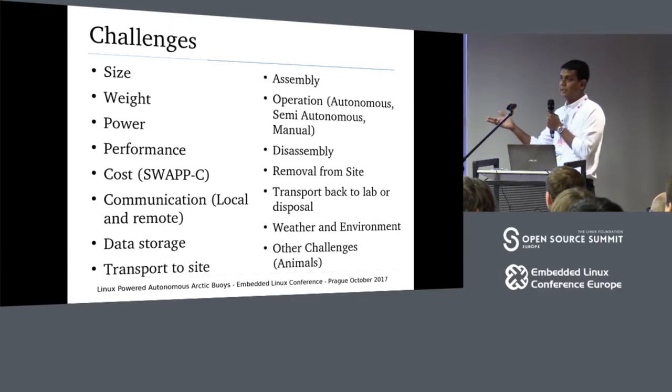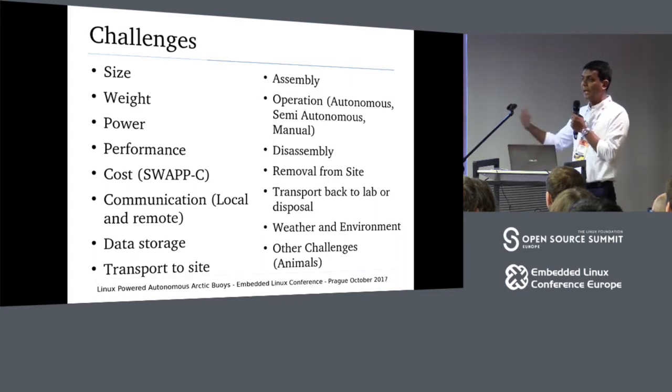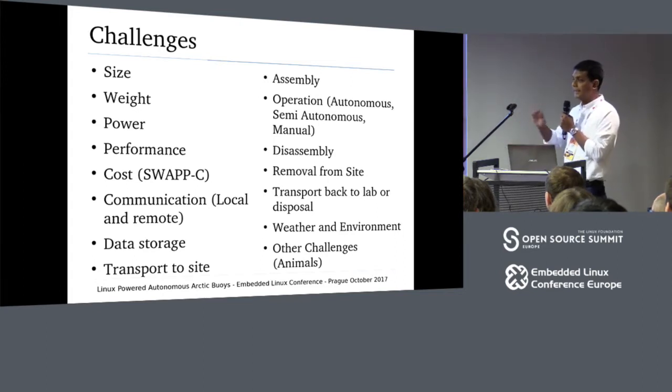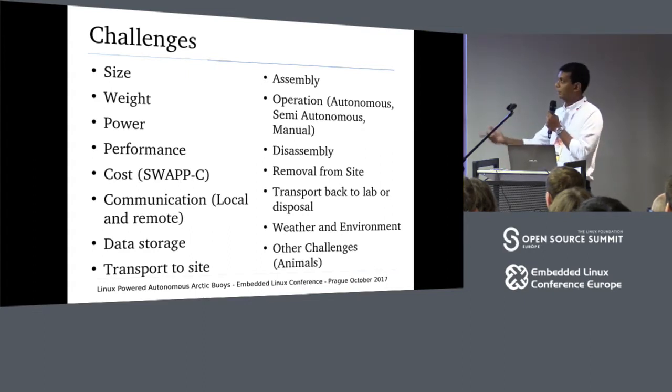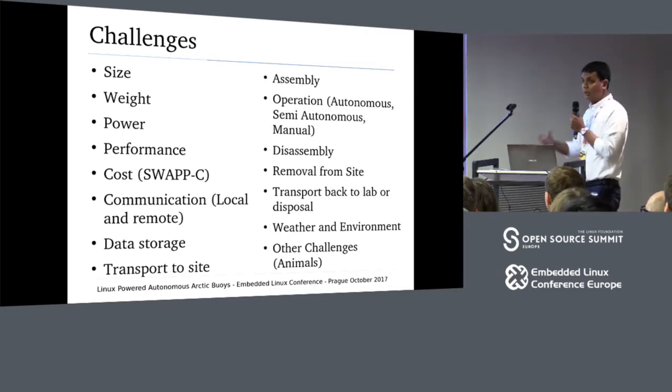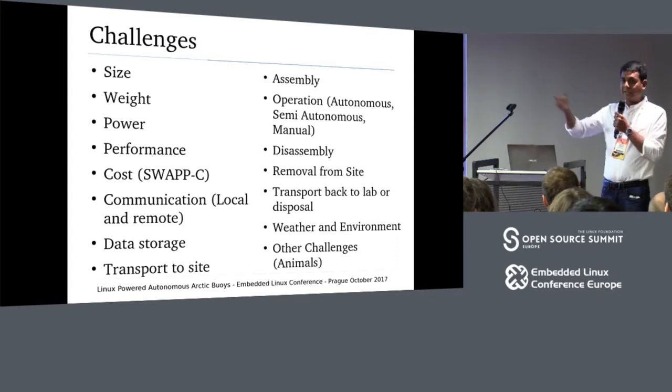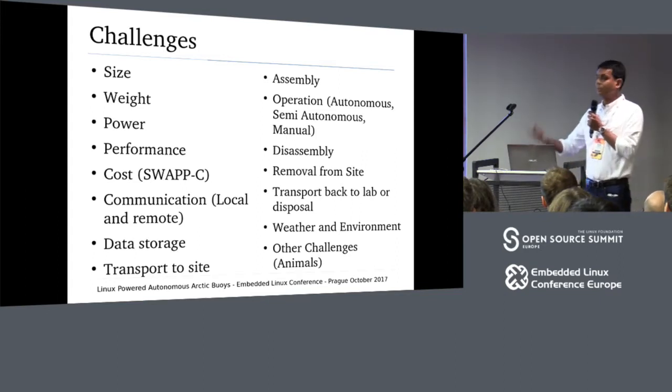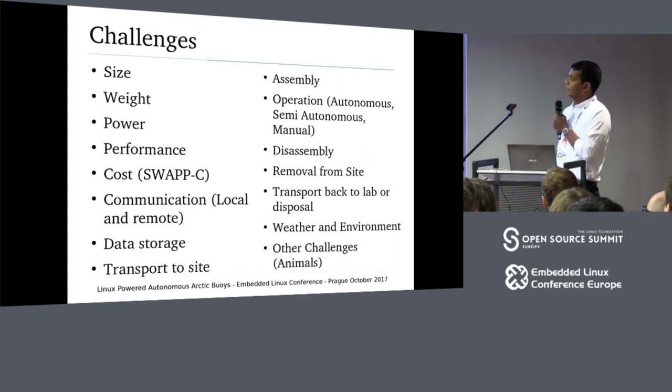It has to be lightweight. Accessing this location, even though we fly to Barrow, once we land there, we want to make sure it's easily transportable. Sometimes we have to carry it, sometimes we have to sled it, so we have to make sure it's nice and lightweight. That includes not just the electronics and the sensors, it's also the structure, the buoy, and things like that.